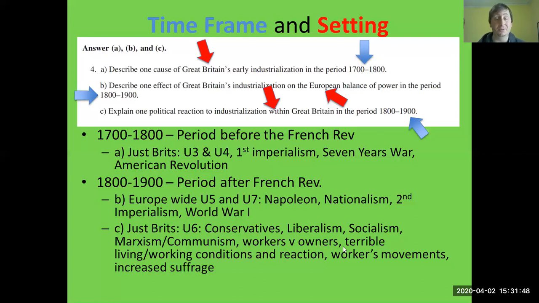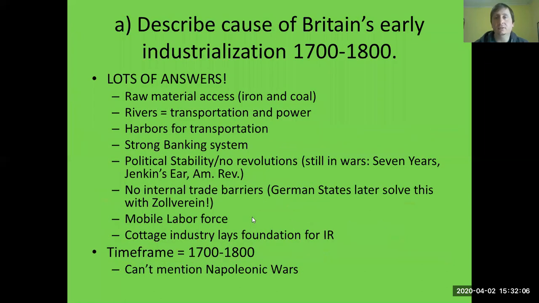And then we wrote a DBQ on it, which you've gotten back. Workers' movement, increased suffrage, and we moved from tiny manhood suffrage to universal manhood suffrage in the span of about 90 years. All of these things you could discuss. And so let's get into some of the answers. As far as Britain's early industrialization, there are a ton of answers.